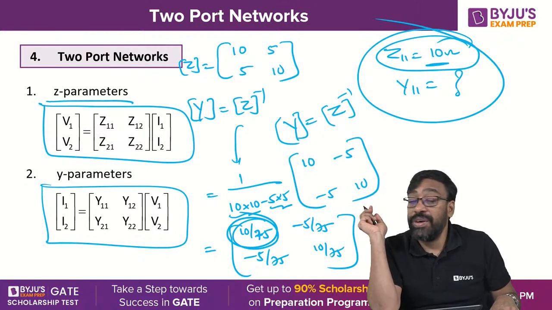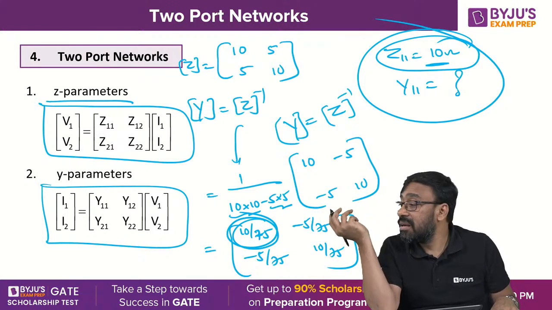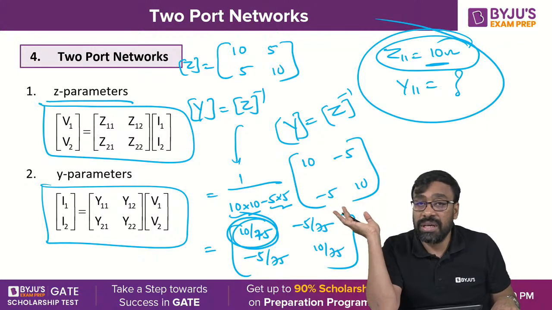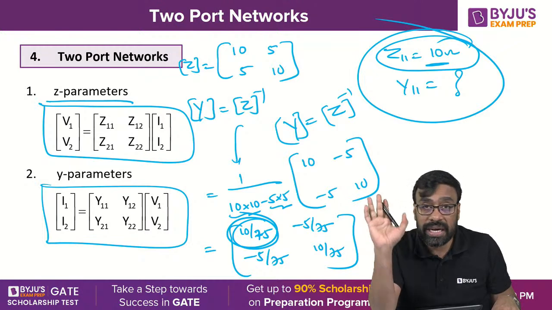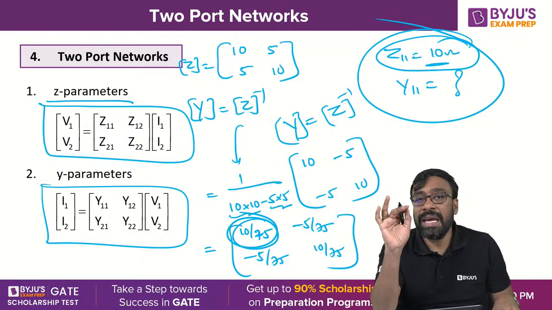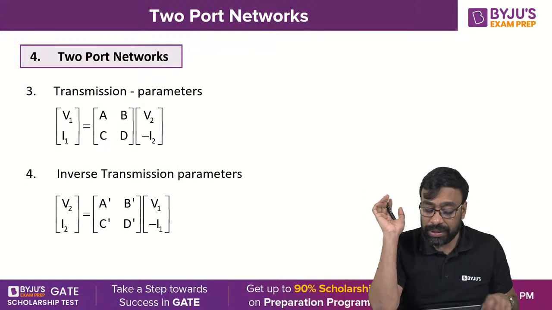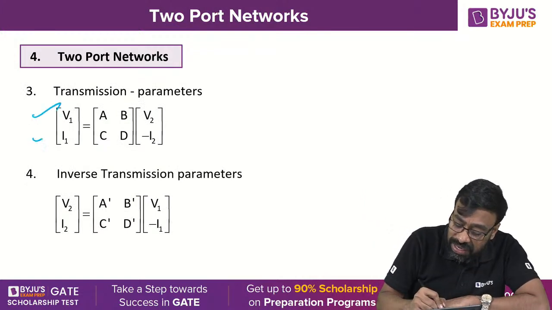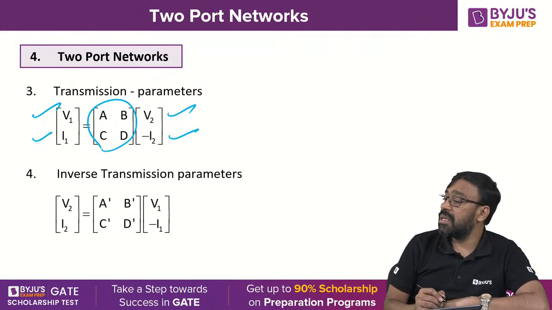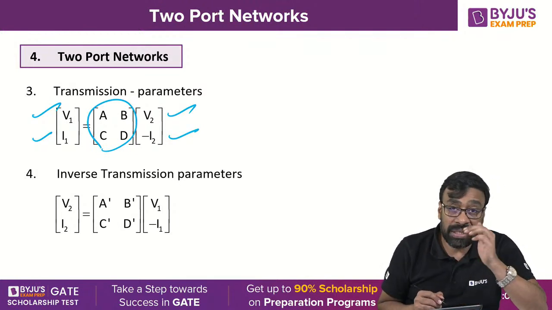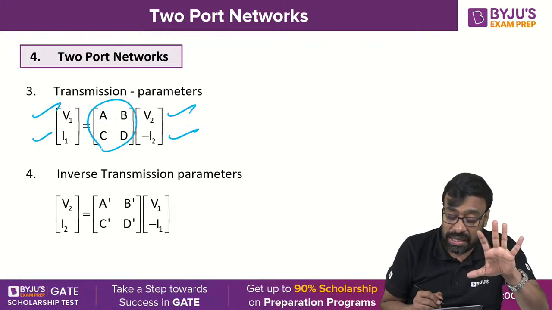Sometimes we make mistakes in the exam in a hurry. We may not even think of it, because impedance means reciprocal of admittance, and admittance means reciprocal of impedance. Don't get confused. Always apply the inverse to the matrix, not to the individual parameter. Transmission parameters express V1, I1 in terms of V2, minus I2. ABCD parameters and transmission parameters are both the same.